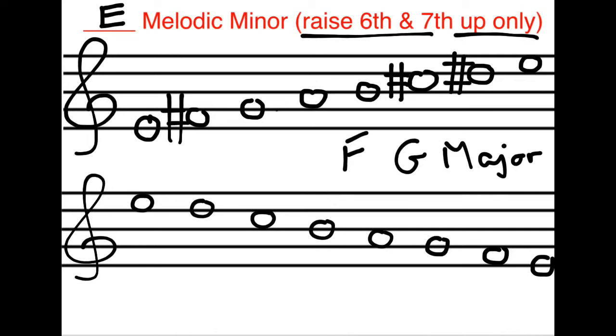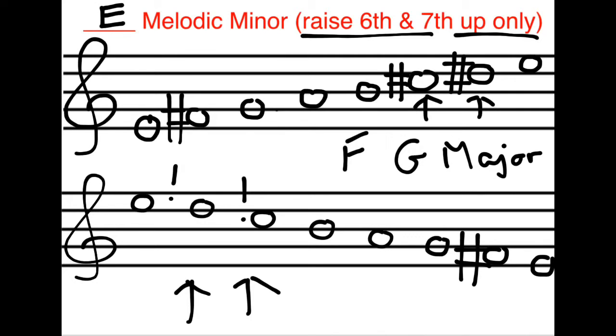Okay, and for descending, the first thing you put in is that F sharp because that's your key signature. But then you don't do anything for these two notes. There is nothing that you need to do. There's nothing you need to put in there. So you only raise the 6th and 7th going up. Those notes are only raised going up.